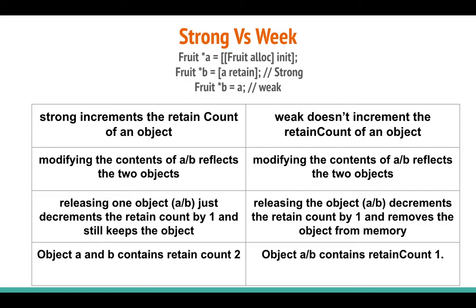So for example, the difference between weak and strong. A strong reference increments the retain count of an object, but a weak reference does not increment the retain count of the object. According to strong, we are modifying the content of A by B, reflecting in the two objects.